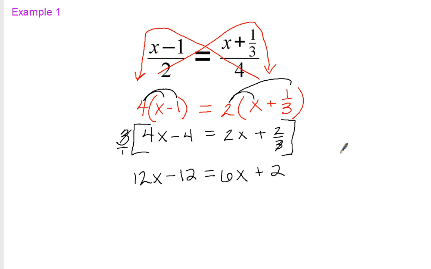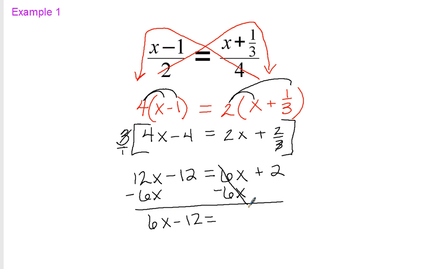Now we can solve just like normal. Our smaller x we need to subtract from both sides. And now I get 6x minus 12 on the right side, that cancels, leaves me a 2. How am I getting my x by itself? I'm going to add 12 to both sides. So now I have 6x equals 14.